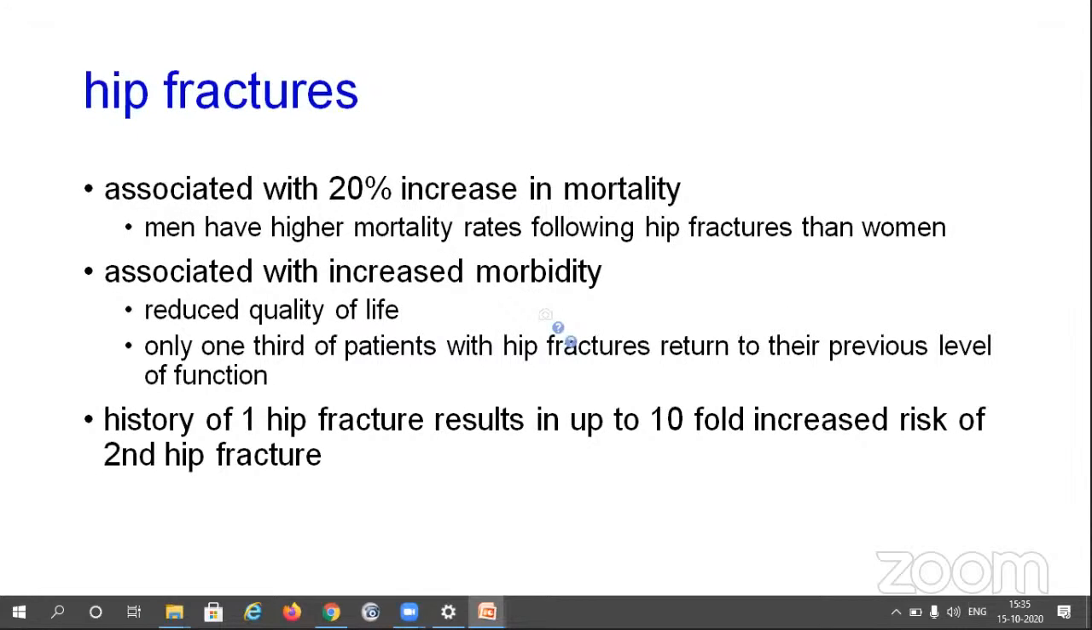Hip fracture is associated with a 20% increase in mortality. Men have higher mortality rates following hip fracture than women. It is associated with increased morbidity and reduced quality of life. Only 1/3 of the patients with hip fracture return to their previous level of function. A history of one hip fracture results in up to a 10-fold increase in risk of a second hip fracture.